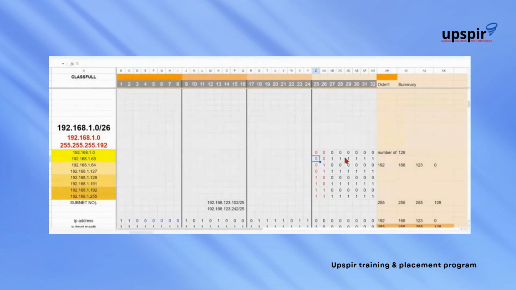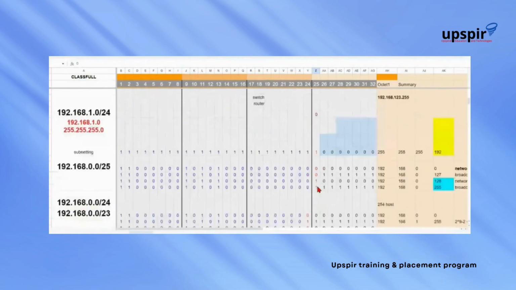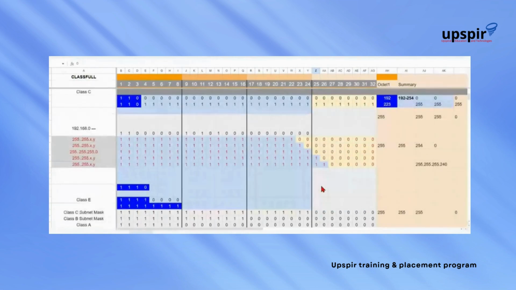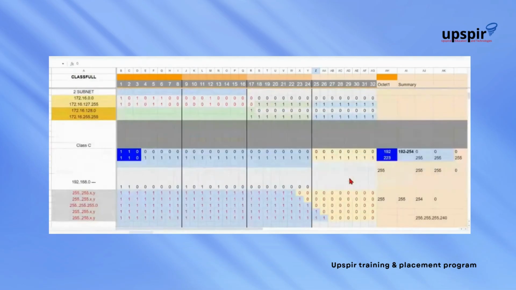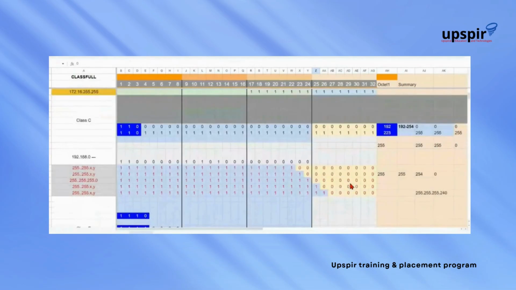You can have a scenario in which you break your class C IP address into, say, 16 networks, and each network will then have, say, four IP addresses. That is possible. You can create two networks, three networks, and also, when you talk about VLSM, there can be an opposite scenario also. Variable length subnet masking, as we call it.